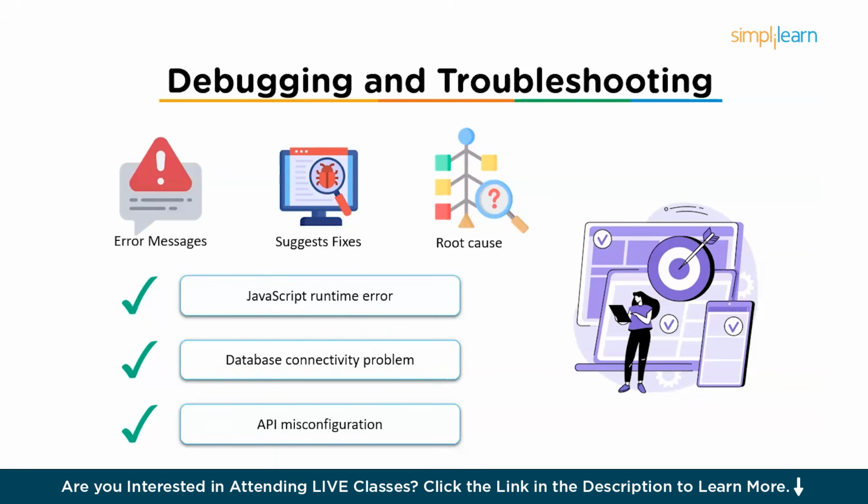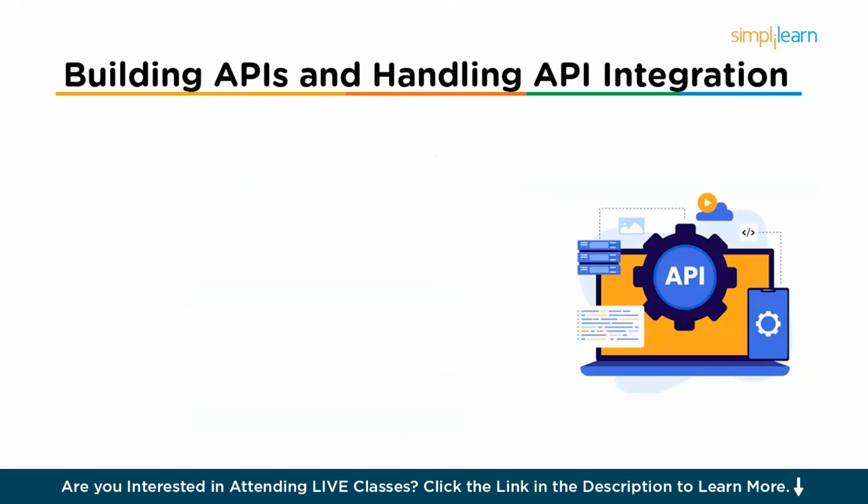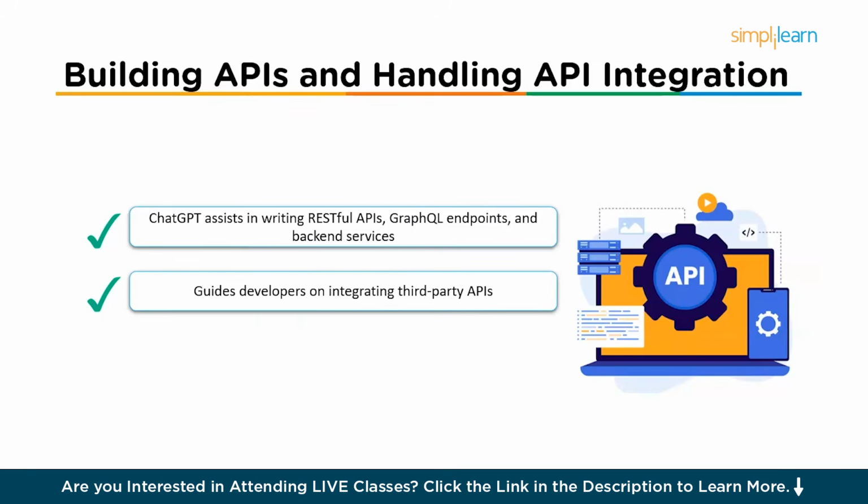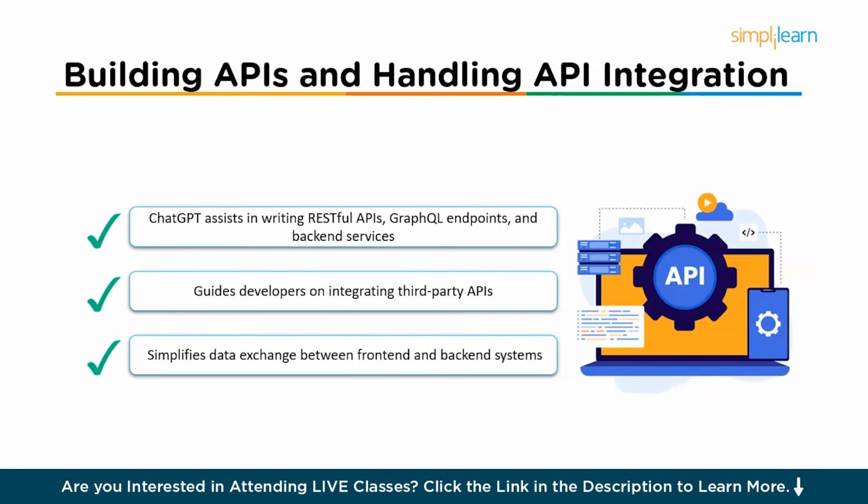Now moving on, we will see how ChatGPT can help with building APIs and handling API integration. ChatGPT assists in writing RESTful APIs, GraphQL endpoints, and backend services. It can also guide developers on integrating third-party APIs like Stripe for payments, Firebase for authentication, and the OpenAI API for AI-powered features. This simplifies data exchange between front-end and backend systems.